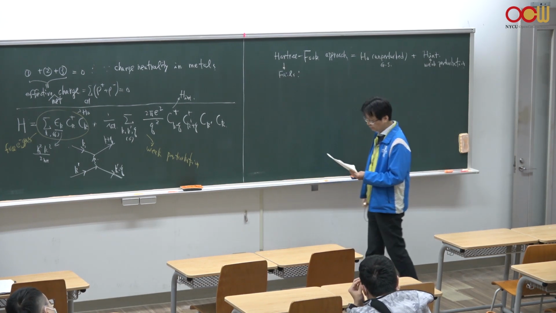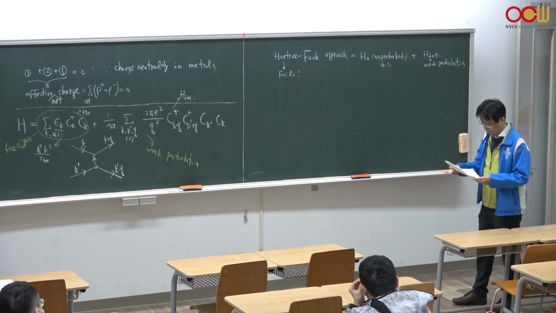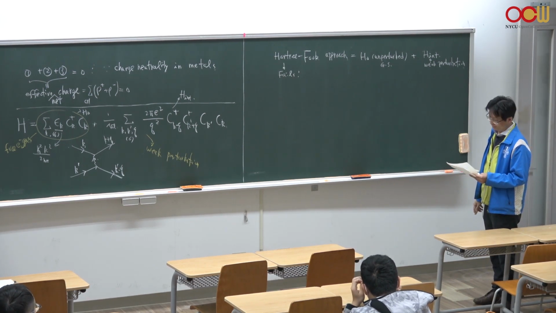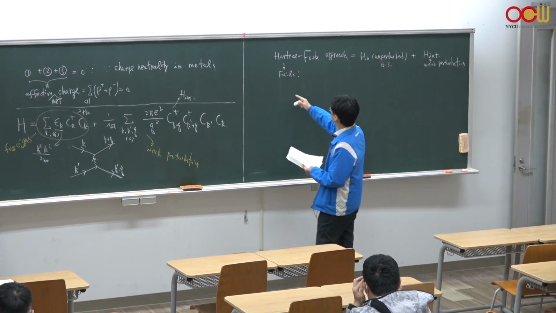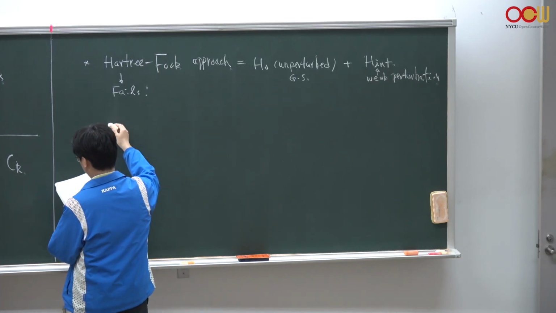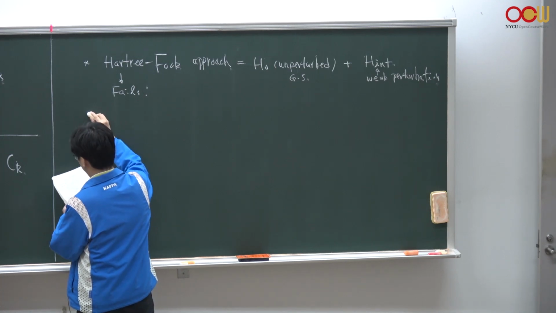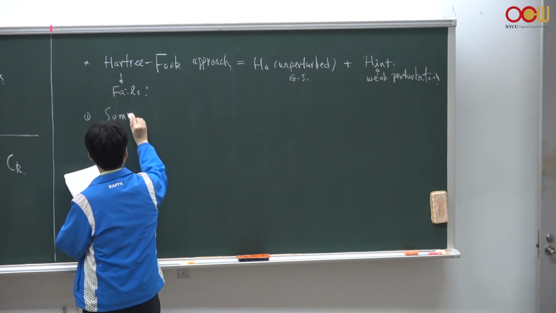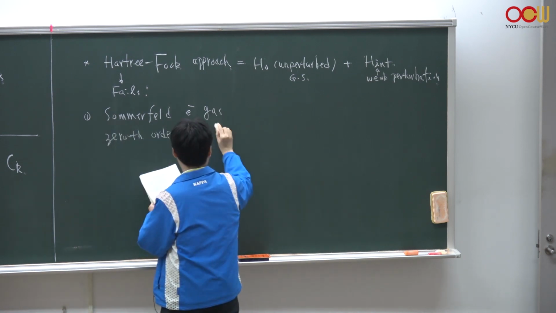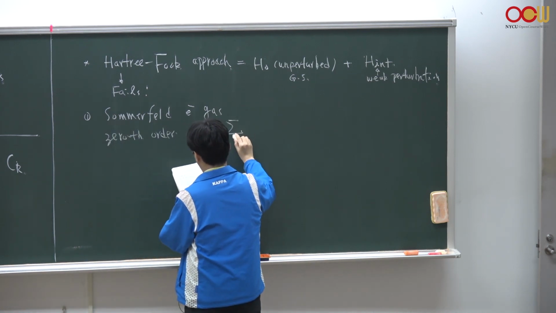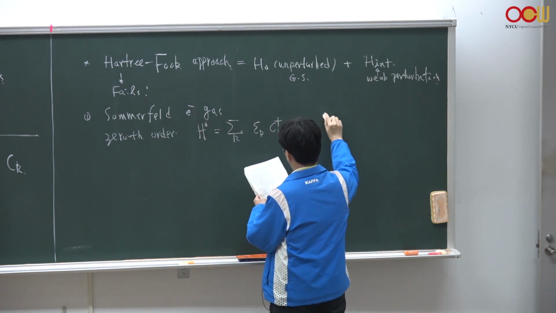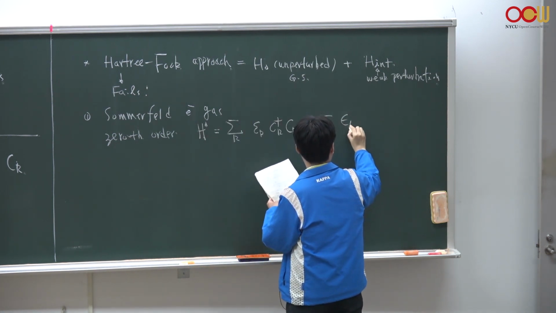But even though it fails, we need to learn something useful from these failures. So let's just assume that we could do this Hartree-Fock approximation. And at 0th order, we get a Sommerfeld electron gas. I call this H0, which is the sum over k of epsilon k times the number operator for k.